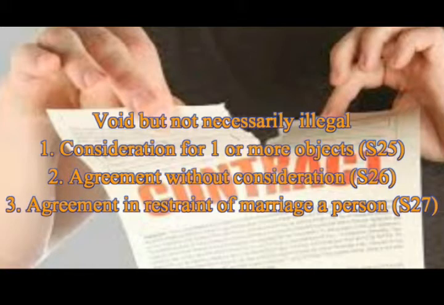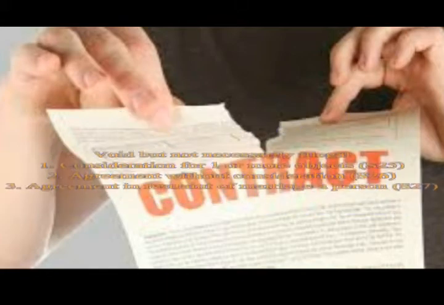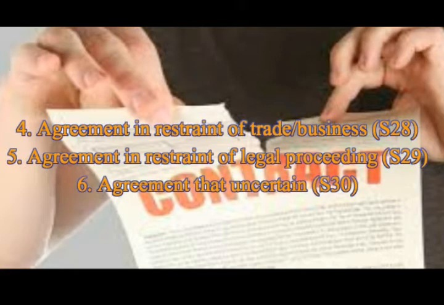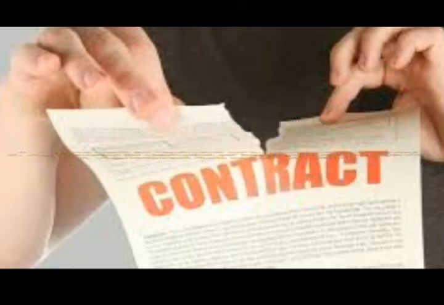The void but not necessarily illegal is known as: the first, consideration for one or more objects, in Section 25. The second is agreement without consideration, in Section 26. The third is agreement in restraint of marriage of a person, in Section 27. The fourth is agreement in restraint of trade or business, in Section 28. The fifth is agreement in restraint of legal proceeding, in Section 29. The last but not least, the agreement that is uncertain, in Section 30.